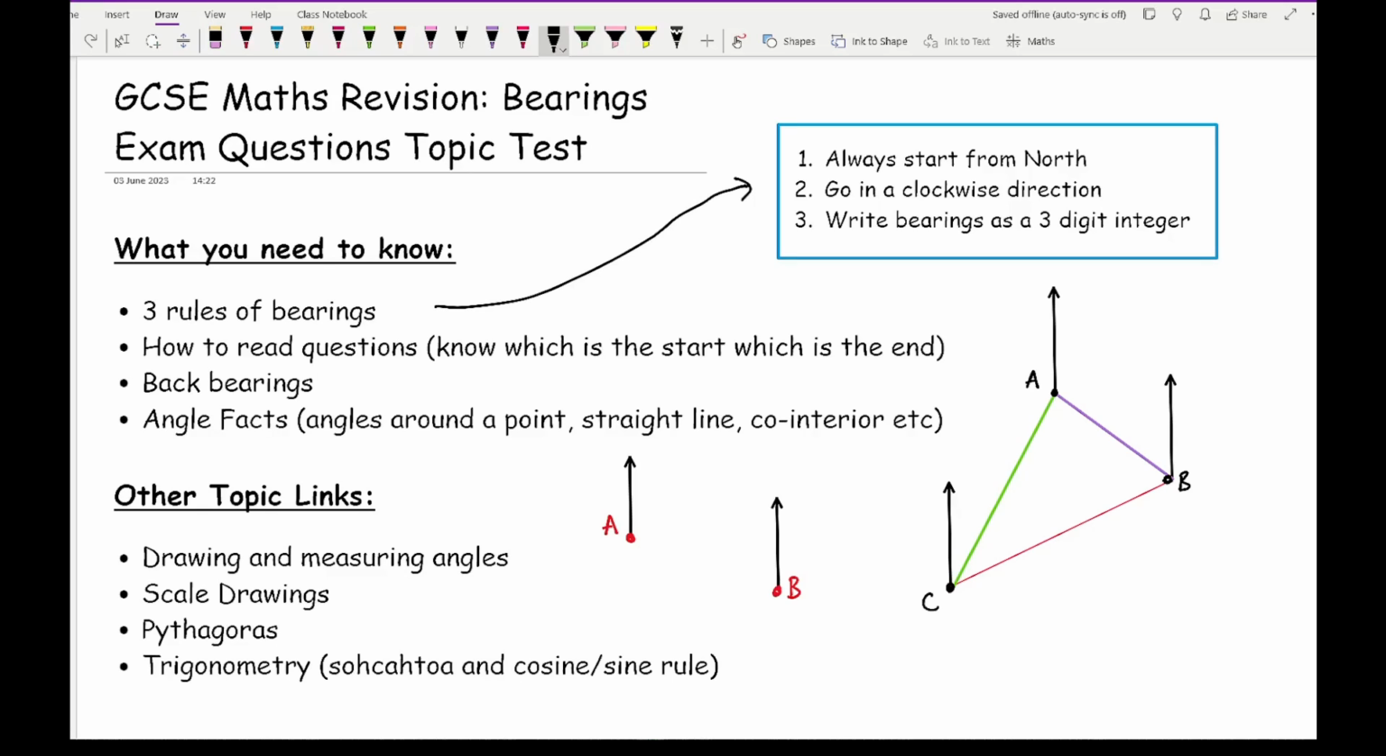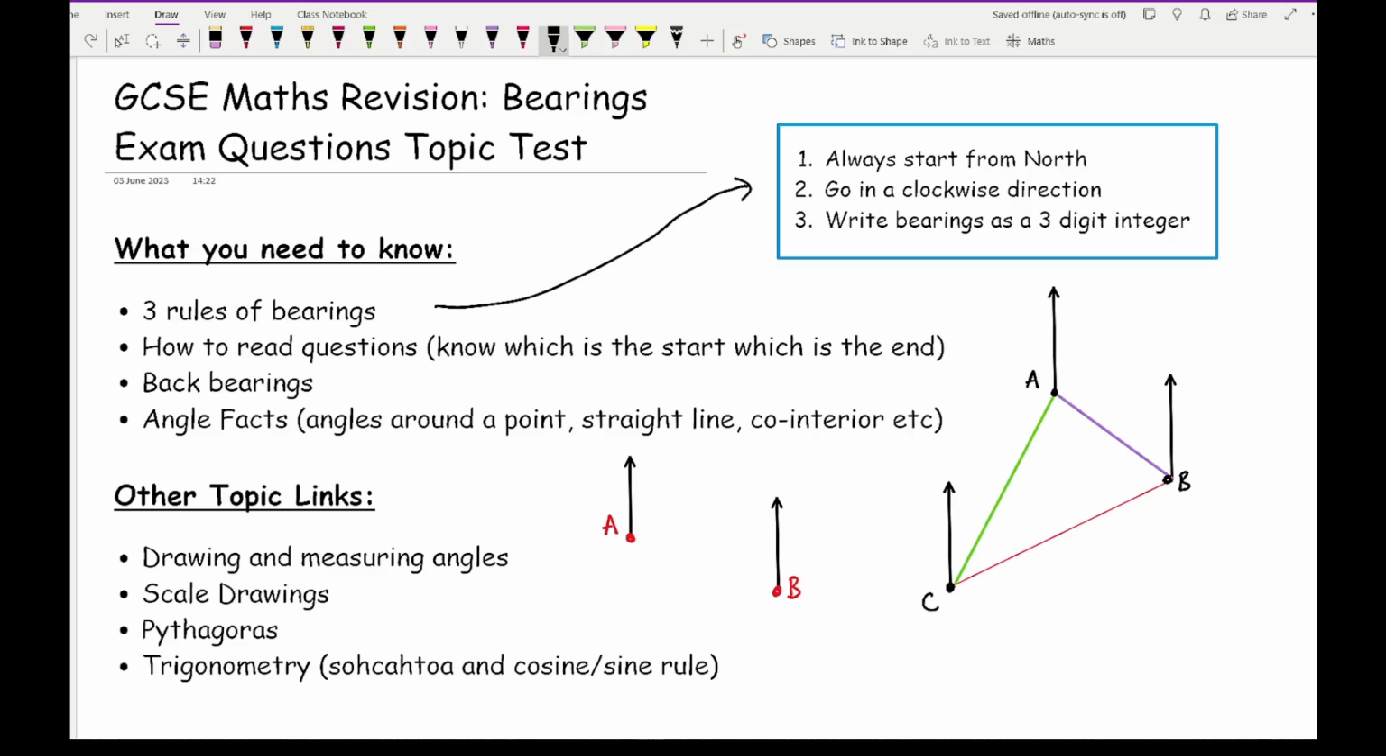The next thing that is really important is to practice and learn how to read questions carefully. One of the most important bits of information when approaching a bearings question, where a lot of students tend to make silly mistakes, is failing to read the question carefully. So make sure you're aware of which position you're starting from and which position you're ending at. Do not assume that the first letter you see is where you start and the last letter is where you end, because depending on the language used to describe the directions, it can be quite confusing.